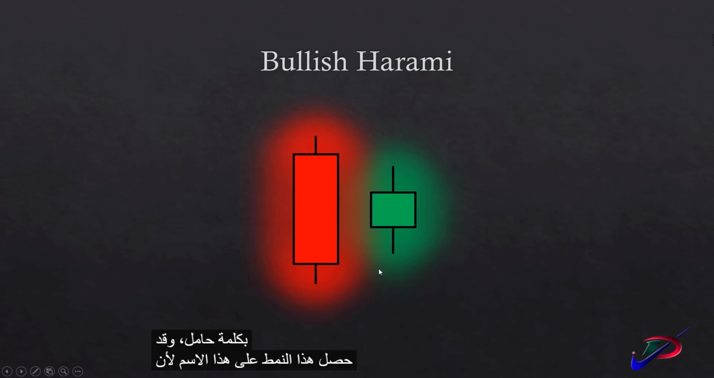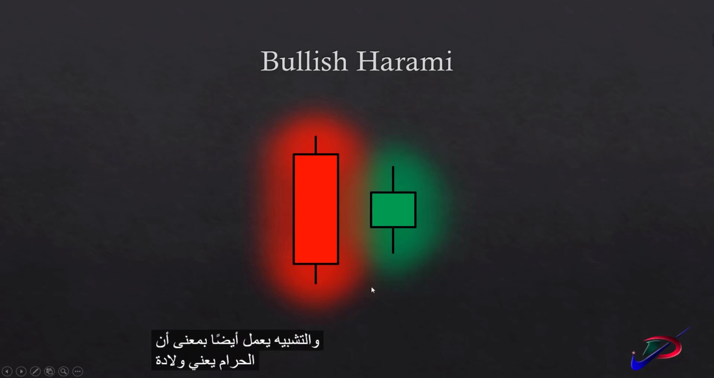This pattern received this name because the second candle in the pattern is fully contained in the range of the first candle. This is an analogy to a baby contained inside a pregnant woman. The analogy also works in the sense that the harami means the birth of a new trend.